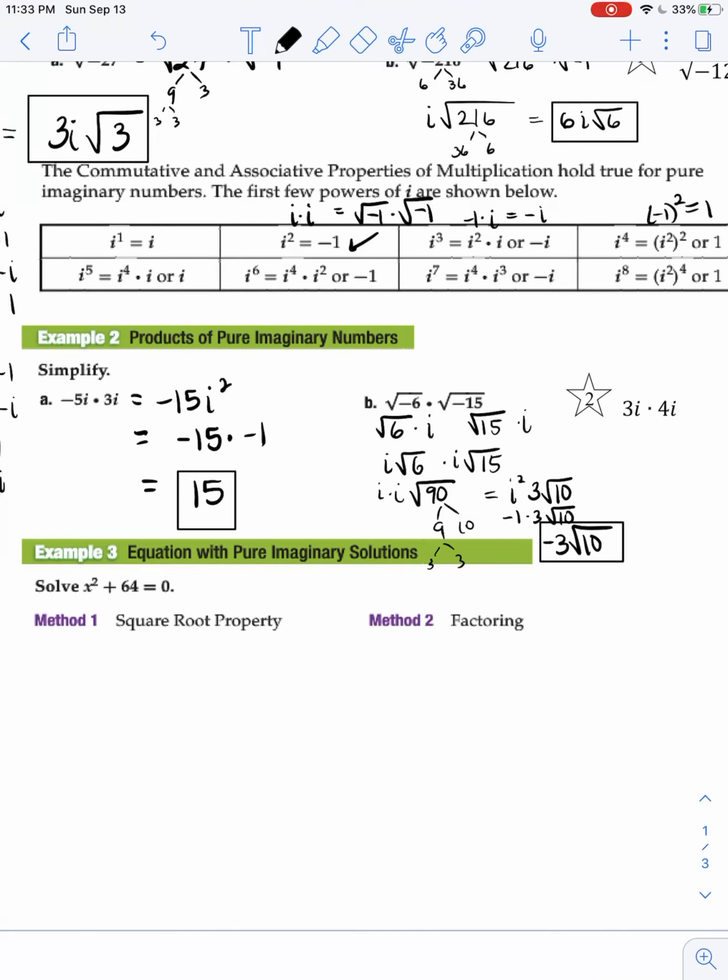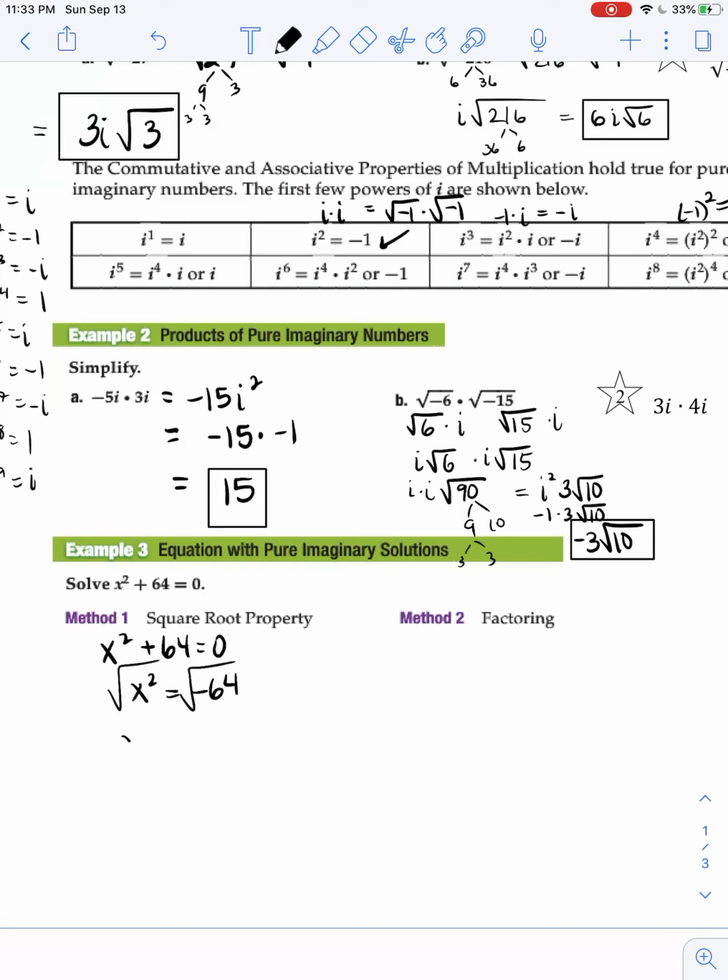So example 3 says equations with imaginary solutions. So yes, we're going to be getting some imaginary solutions in here. This first one says x squared plus 64 equals 0. There's two different methods we're going to look at. The first one is the square root property. So I'm going to take x squared plus 64 and get x squared by itself. So that would be x squared equals negative 64.